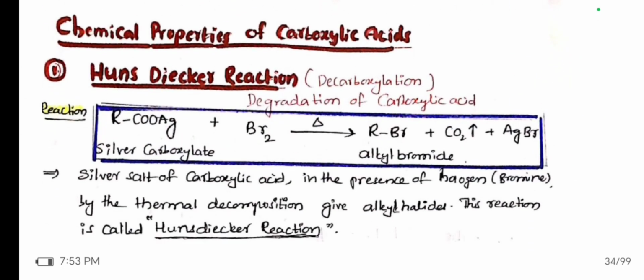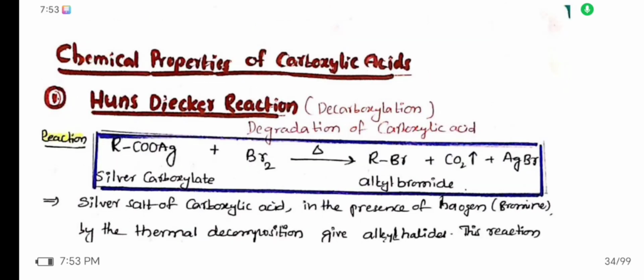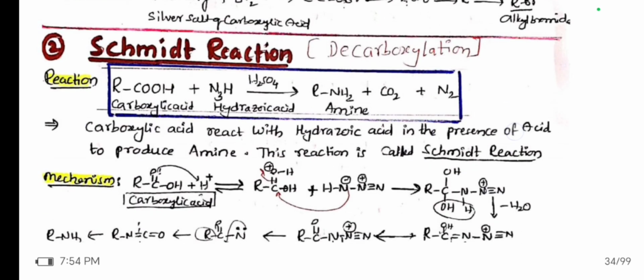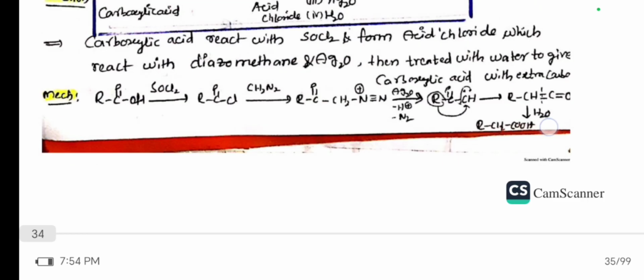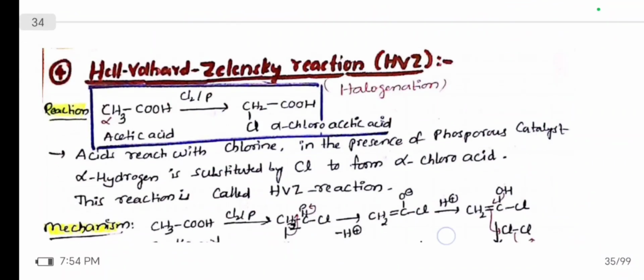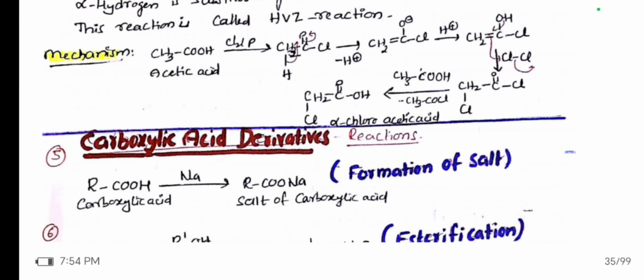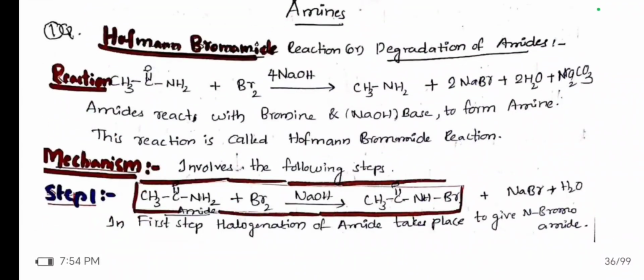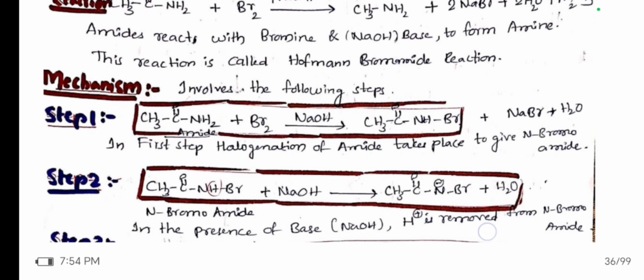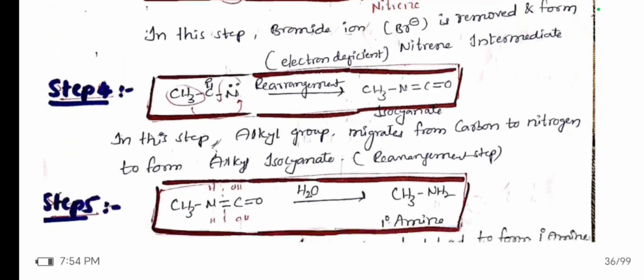Okay, these are all reactions only in organic. If you have time, at least practice only the reactions. Hunsdiecker reaction, Schmidt reaction. At least the reaction you practice. Leave the mechanism, only reactions. HVZ reaction. These all are reactions of carboxylic acid and carboxylic acid derivatives. This reaction is important. Hoffmann bromamide reaction, and the mechanism is also important for this one.